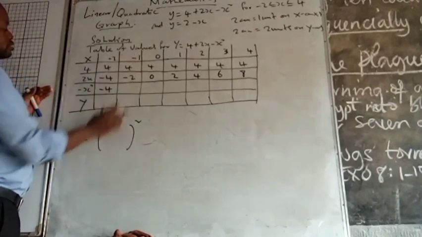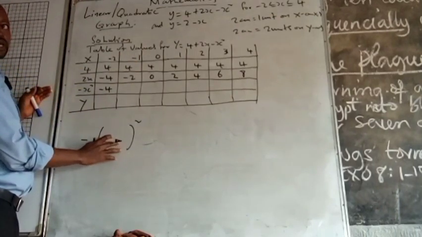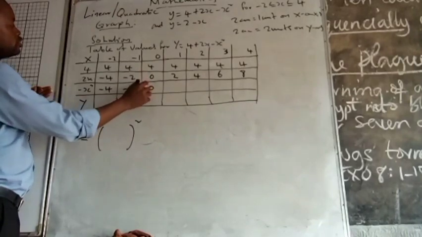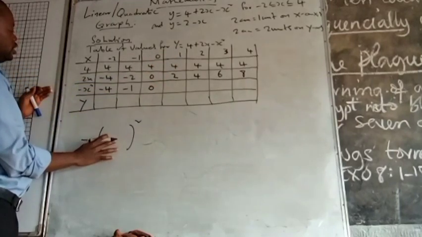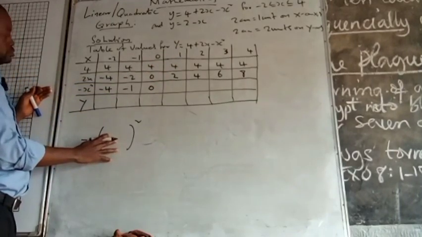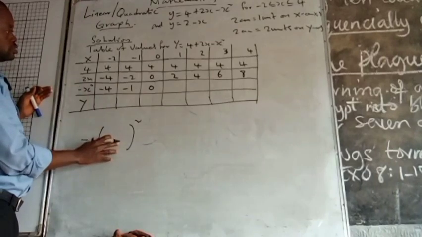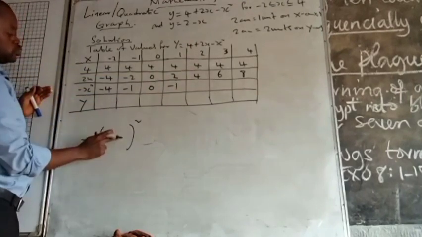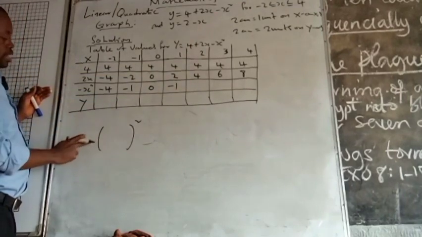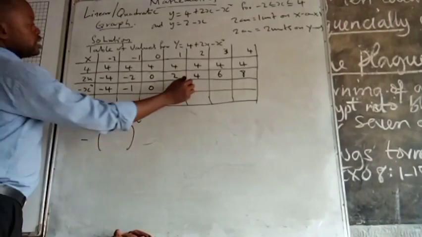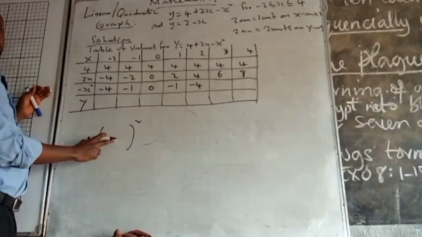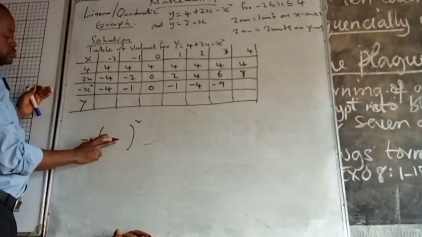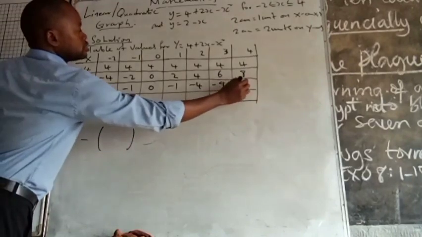What about -1 here? -1 squared is 1. Then minus into 1 will give you -1. This is 0. Then 1 here will give you 1, then minus into that gives -1. Then this is 2. Put 2 here. 2 squared is 4. Minus into 4, -4. Put 3 here. 3 squared is 9. Minus into 9, -9. What about 4? 4 squared is 16, so -16.